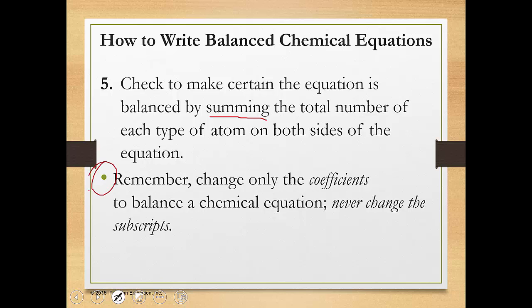Biggest thing to remember right here, change only the coefficients to balance the equation. Never change the subscripts. Never, never, never. Okay? That is a big no-no. Changing the subscripts changes the nature of the compound. Can't do that.